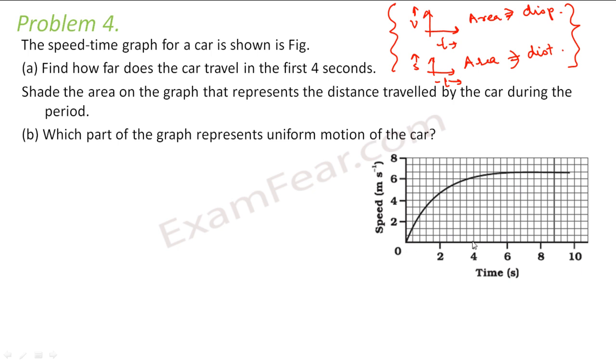First 4 seconds would mean till here. So that means the area under the curve up to first 4 seconds. So this would be the area under the curve for the first 4 seconds. These are my first 4 seconds. So area under this curve. So this is my shaded area which will display. So area of this shaded region would be the distance covered.